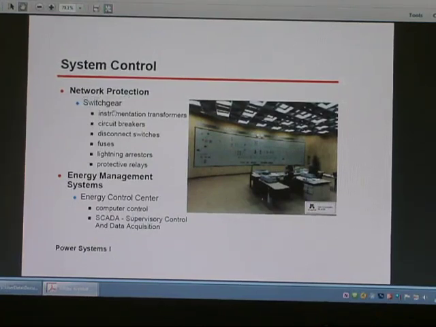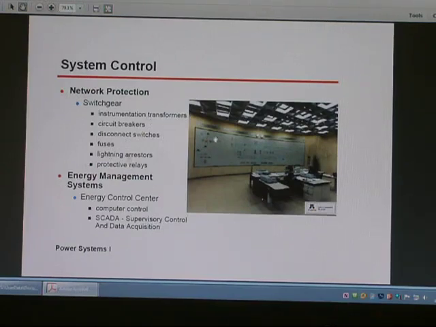This includes switchgear, instrumentation transformers, circuit breakers, disconnect switches, fuses, lightning arresters, and protective relays. Instrumentation transformers measure the high voltage and high current and step them down to low voltage and low current. The circuit breaker removes the fault. Disconnect switches are used when a fault happens, so you can disconnect the switch. Fuses also provide protection. When lightning strikes, lightning arresters divert it, and the protective relays eliminate the fault. Those are the switchgear included in the network protection.